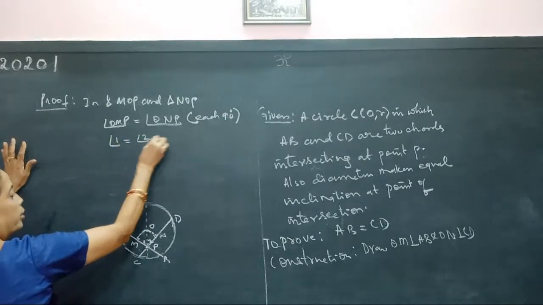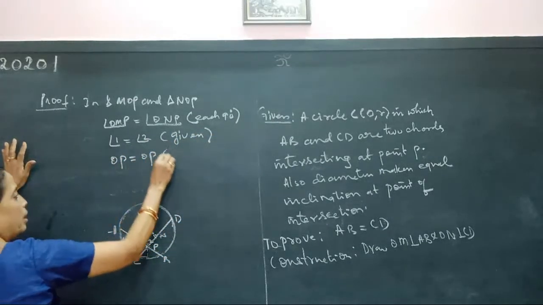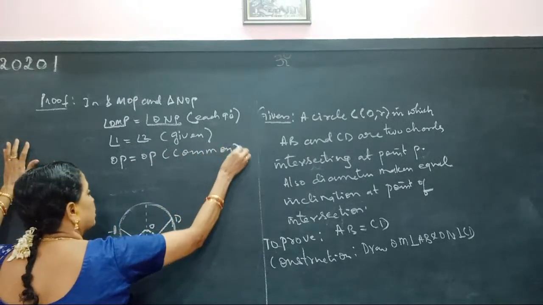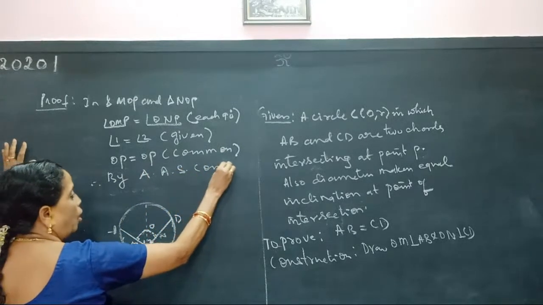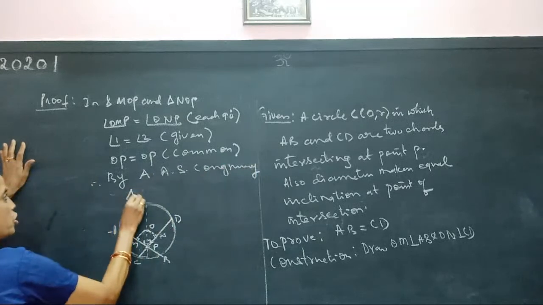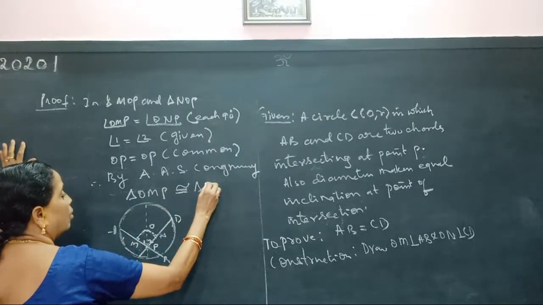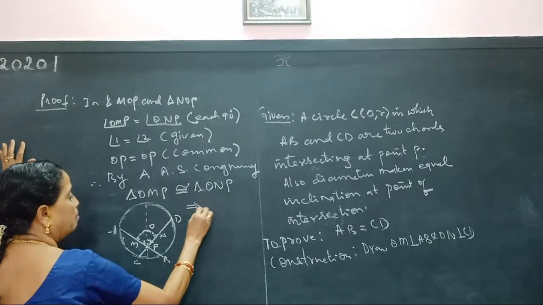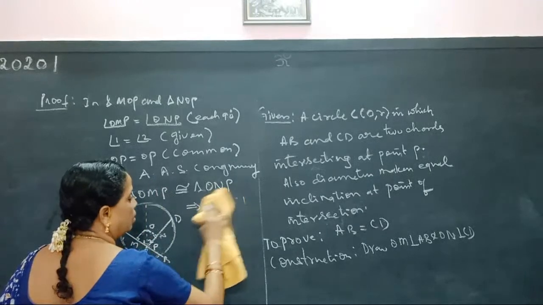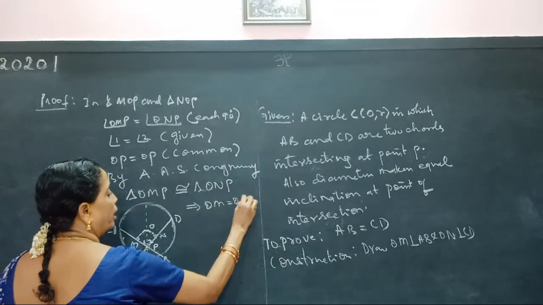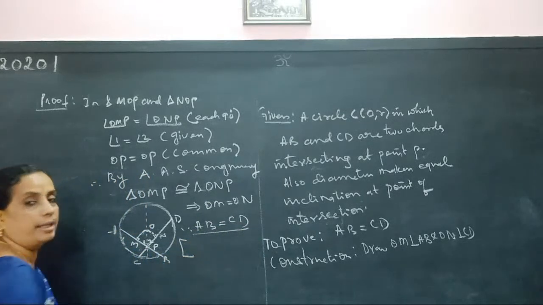Angle 1 equals angle 2, it is given. OP equals OP, common. Therefore, by congruency, triangle OMP is congruent to triangle ONP, which implies OM equals ON. Therefore, AB equals CD. In the bracket, write the reason.